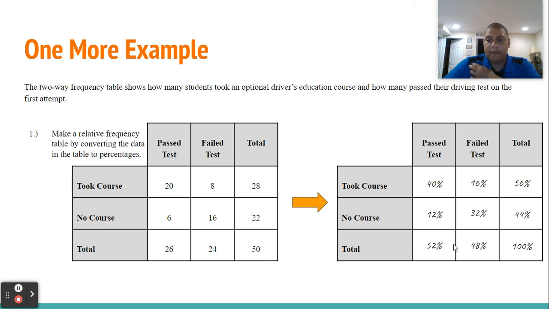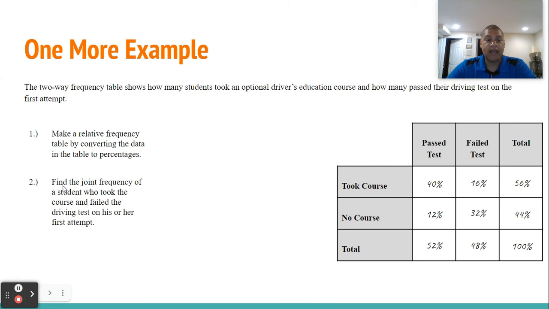Okay. So how am I filling these in? Aside from the fact that I had my calculator handy when I was creating this, you're just dividing. Again, 6 divided by 50, turn it into a percentage. 16 divided by 50, turn it into a percentage. And that's it for the first part, right? That's how you create the relative frequency table from the raw data two-way frequency table, okay?